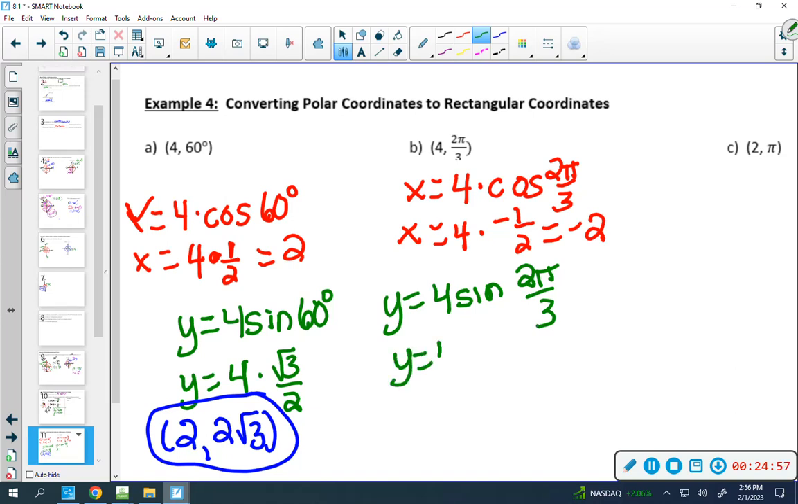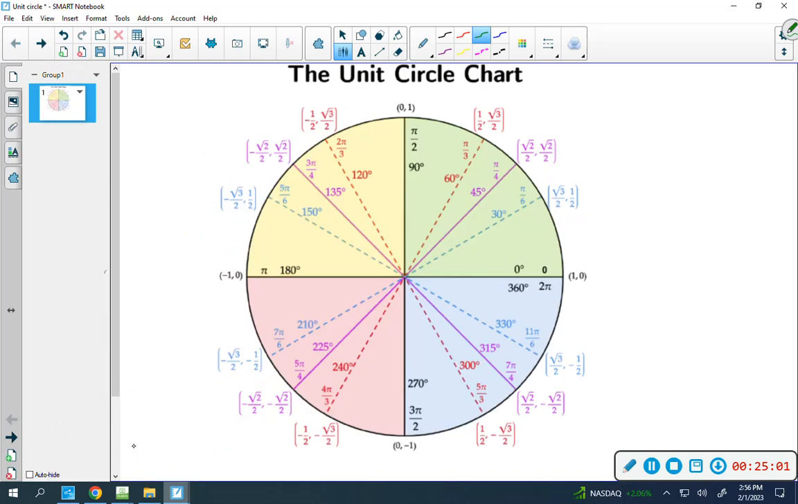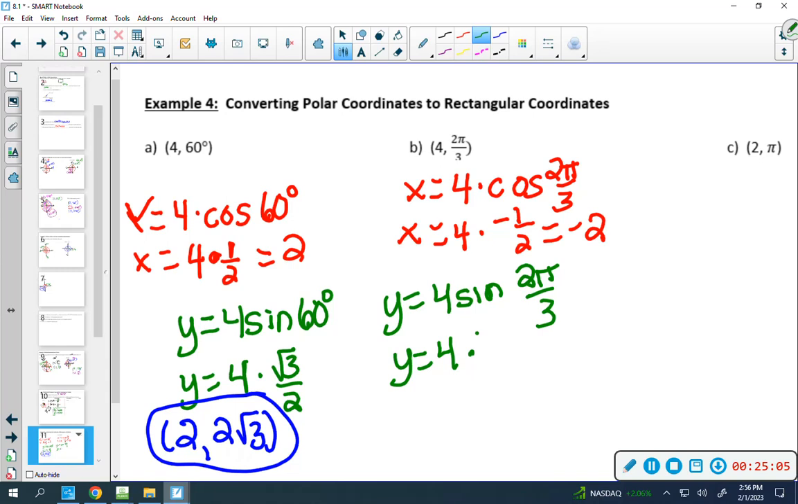What's your sine of 2 pi over 3? There's your circle if you need it. Root 3 over 2, of course. So my final answers for that: your x coordinate, of course, is negative 2, and then the y is 2 root 3.